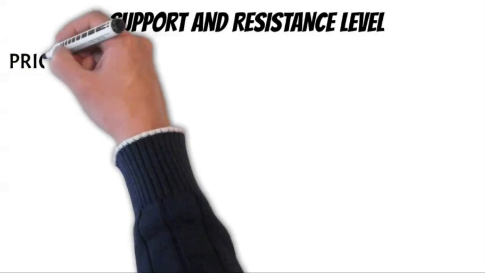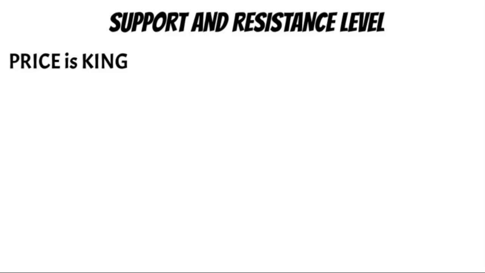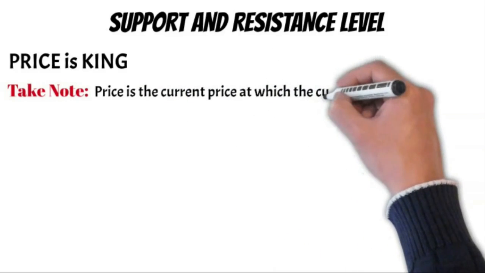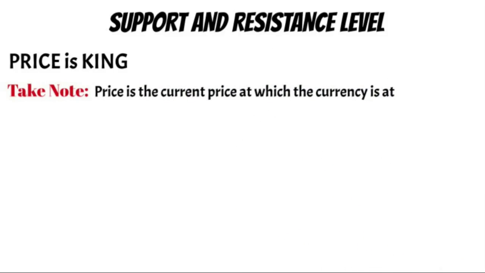You have to pay attention to one thing on the chart if you trade naked, which is price. Price is king. Price will tell you what you need to know. Take note, price is the current price at which the currency is at, which is the current bid price. The wonderful thing that all markets have is this: a history. The market will tell you where the sweet spot is on the chart.